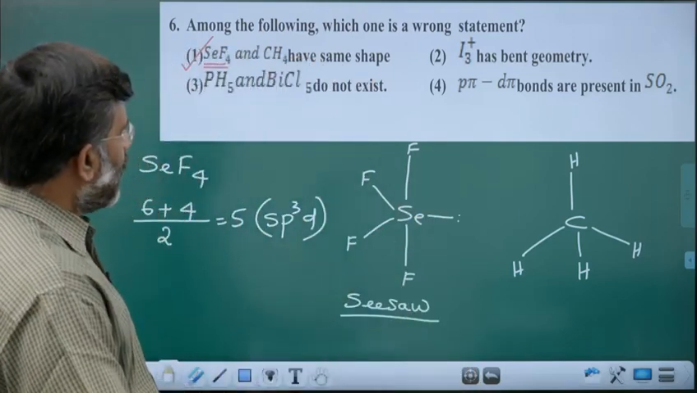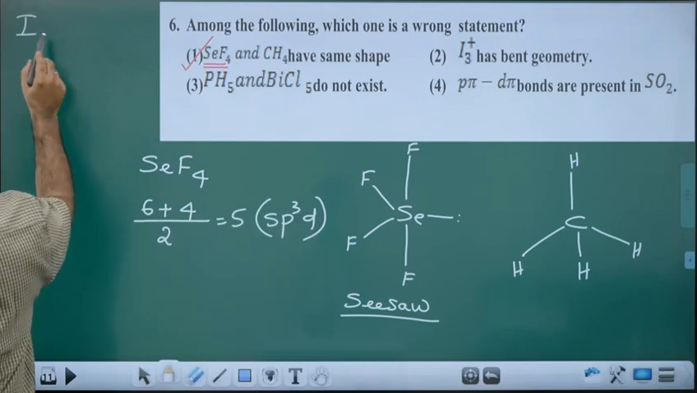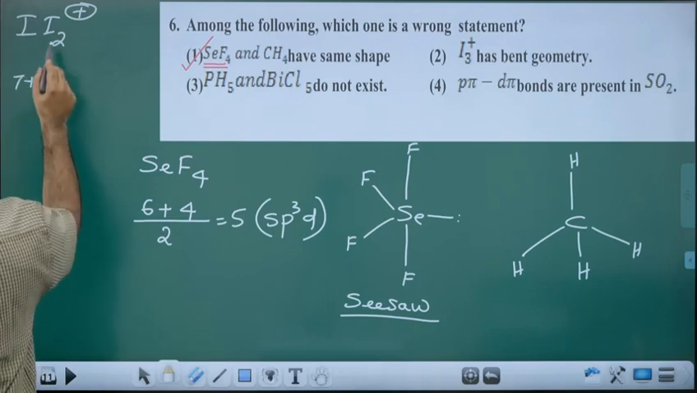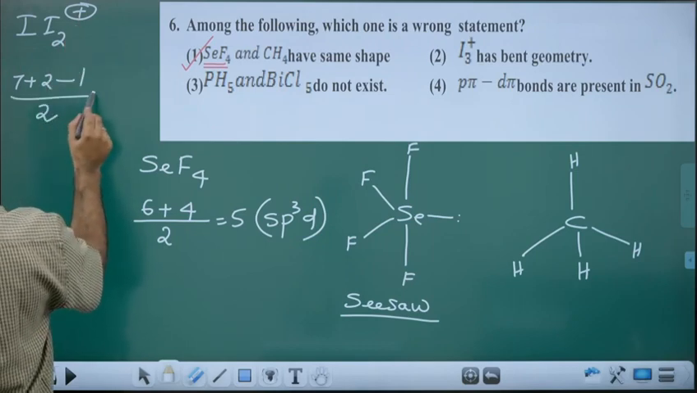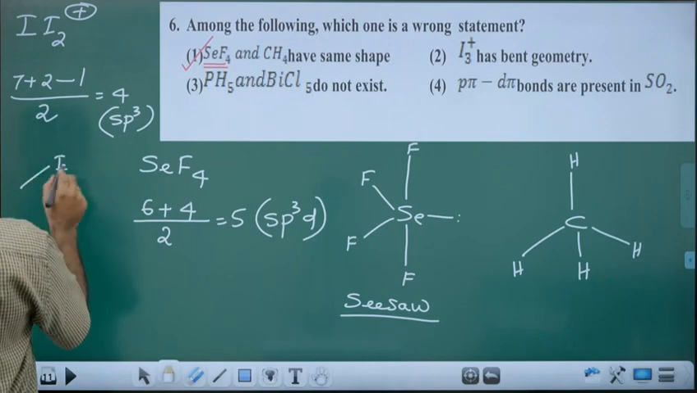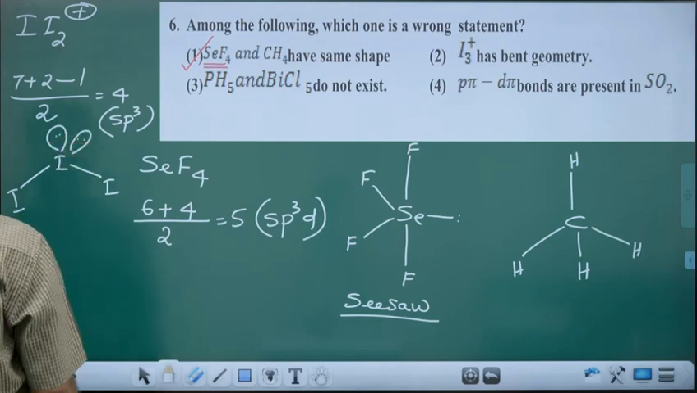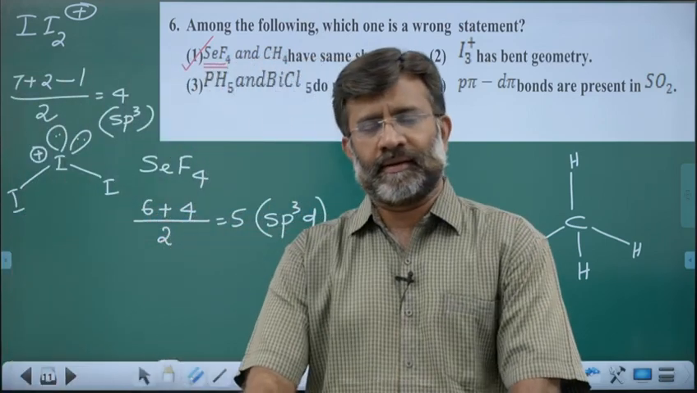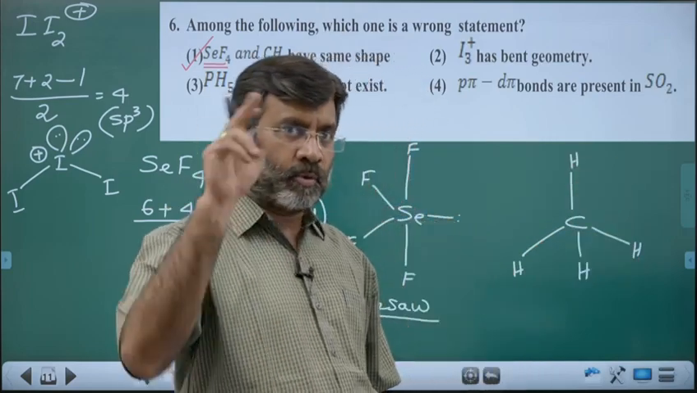What about the other one? I3+ has bent geometry. I3+ will go for 7 valence electrons from iodine, 2 surrounding monovalent atoms, 7 plus 2, 9, minus 1, you are getting 8 by 2, 4. That means sp3 hybridization. And the geometry will be a bend shape, with lone pairs, I mean, with a positive charge on the central iodine. Right? Bend shape, sp3 hybridization, angular shape, AB2E2 type molecule.